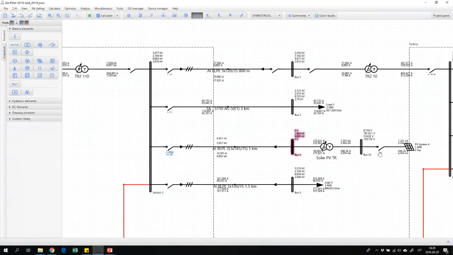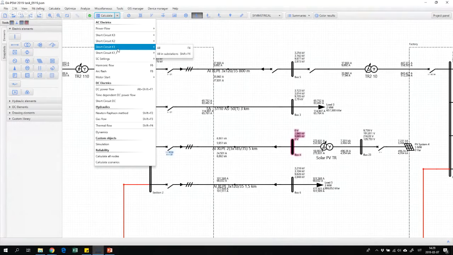So we have now calculated power flows and short circuits, and we looked through mainly all the things that are required by the distribution system operator regarding these calculations.